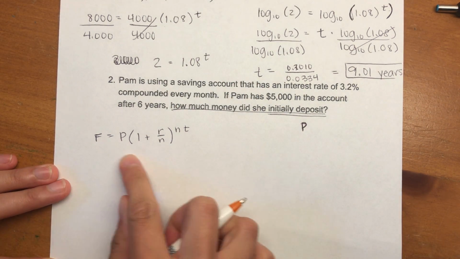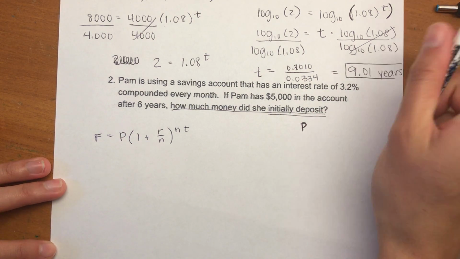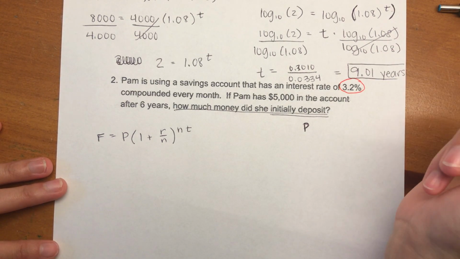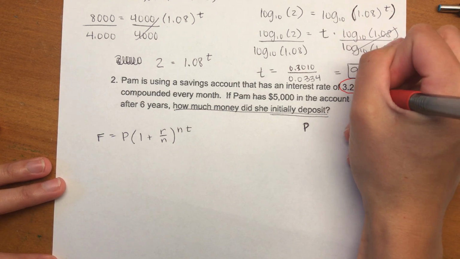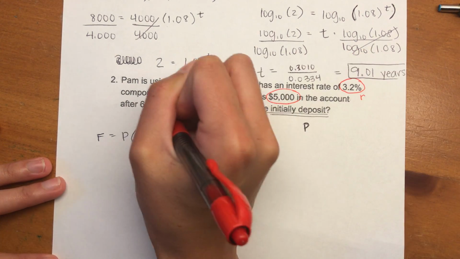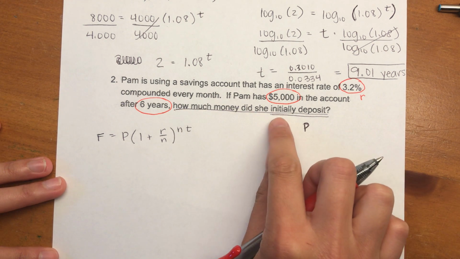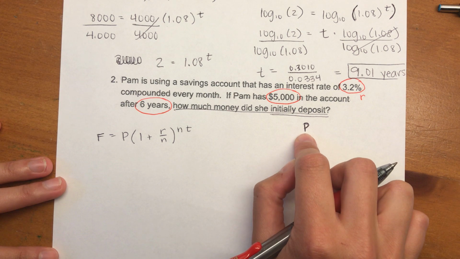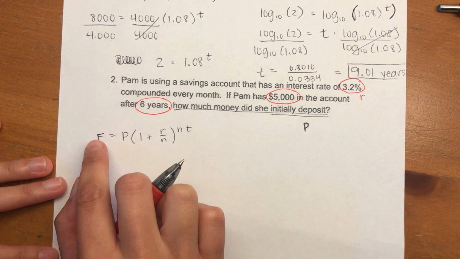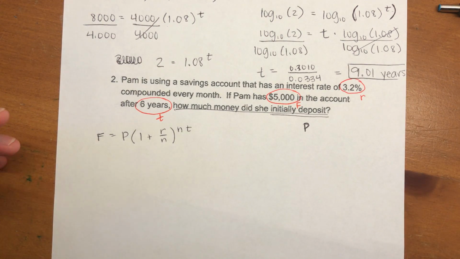And I want to fill in whatever I can here. I'm going to substitute in for each of these values. So I'm going to circle my numbers in the problem. So 3.2%, every time we see percent, that's usually our R value, right? And then we have $5,000 in the account after 6 years. And how much money did she initially deposit? P. So we don't know P, and we have $5,000 after 6 years. So that seems like $5,000 is our final value, F. And 6 years, of course, is T, time, right?